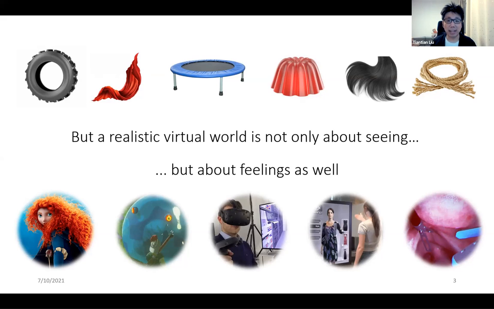I know we are in SGP right now, and you may wonder how geometry processing is related to physically based simulations. In this talk, I will cover the key ideas we have been using to accelerate our simulation, utilizing the geometric information of the simulated object.